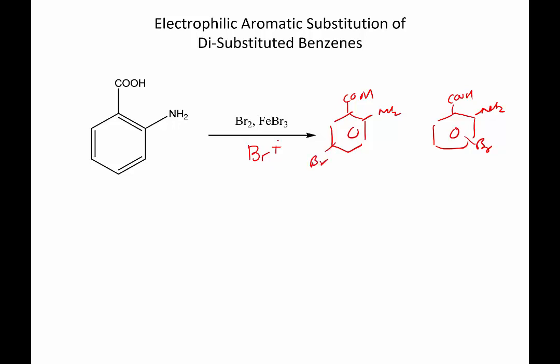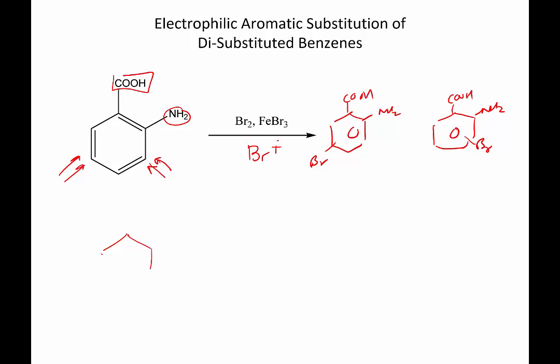So there's my two products, and that's based off of the nitrogen. The nitrogen points here and here, and the COOH points here and here. So in this case, the groups point the same directions. They're not fighting each other. And that makes sense. If they're not going to fight each other, and they're both pointing in the same direction, that's where the product's going to go. That's where the electrophile is going to go. Okay, so that one's easy.